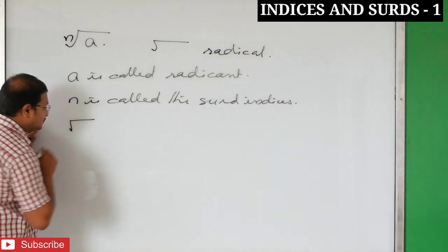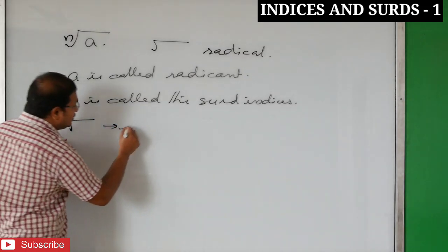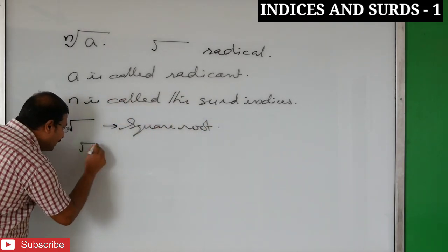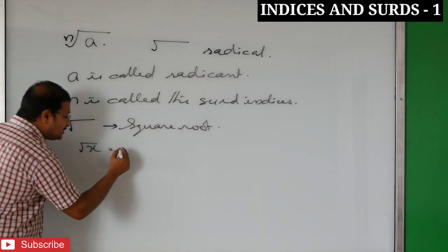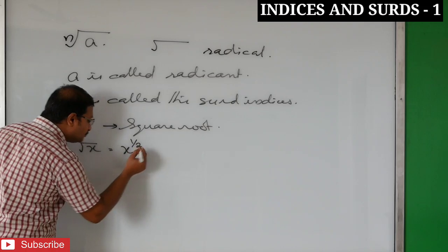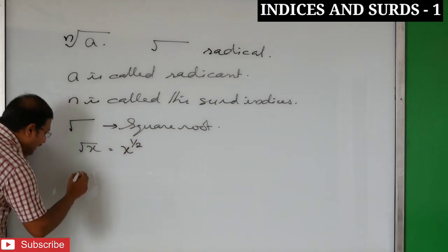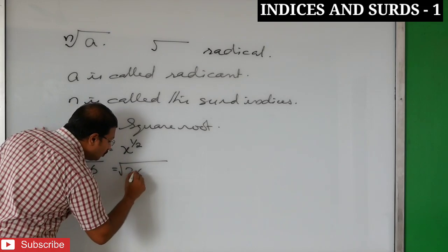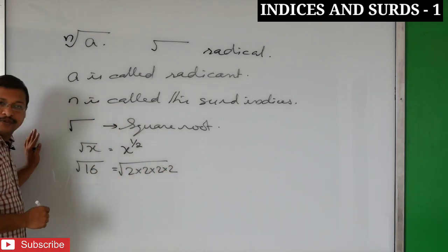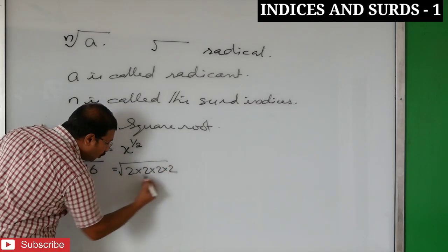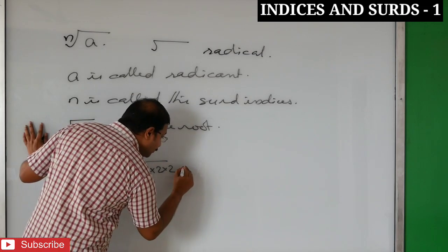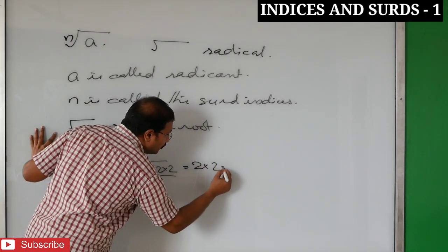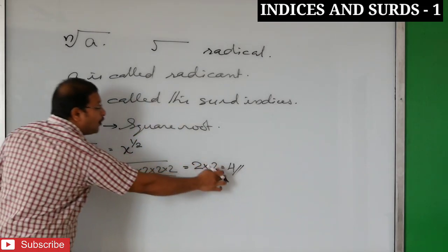I am writing this way, this root, simple root. This shows that this is the square root. That means root x means x raised to 1 by 2. So I am writing here root 16. Root 16 means this 16 you can write 2 into 2 into 2 into 2. So root 16 means, if you want to take out the number, what will you do? Out of two numbers, 1. That means 2 into 2, 4. That means root 16 is 4.